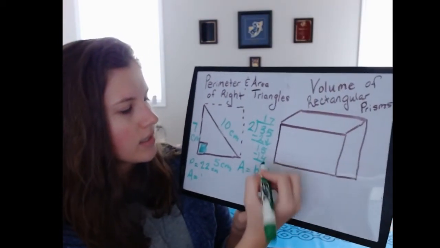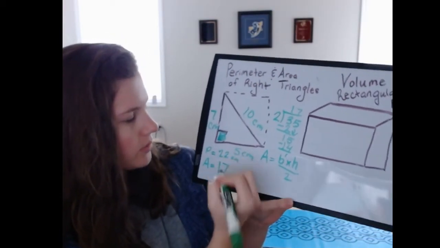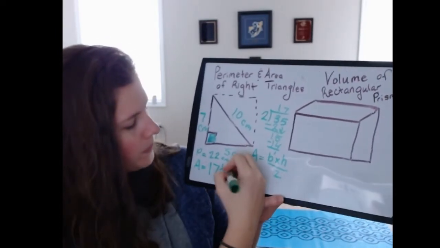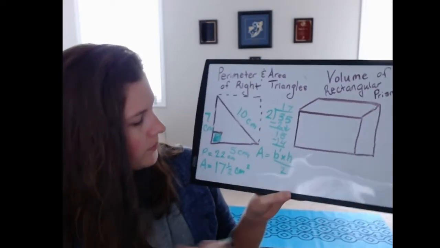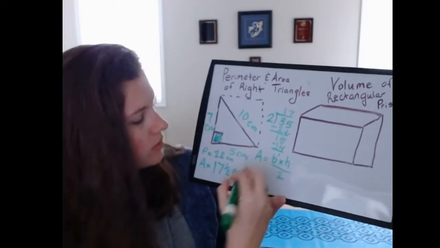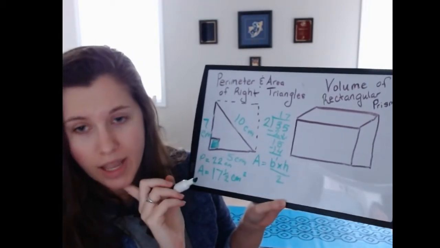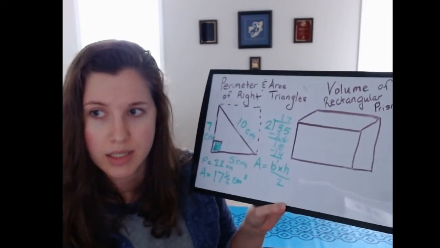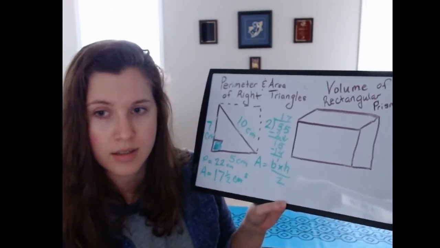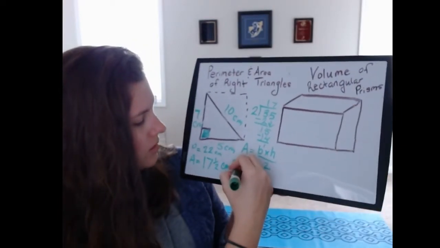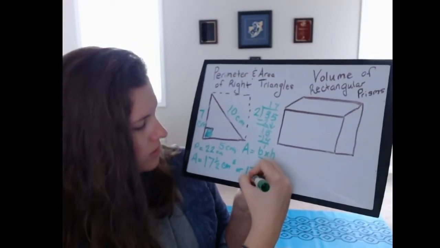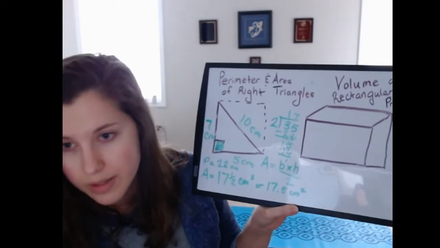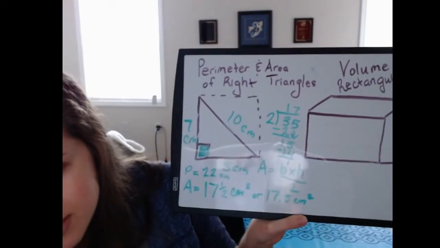So with 1 as the remainder, in fraction form, this would be 17 and a half centimeters squared. And if we were to do it in decimal form, we know that 1/2, you should just know. If not, that's okay. 1/2 is the same thing as 0.5 or 0.50. So your answer for this one would be 17.5 centimeters squared.